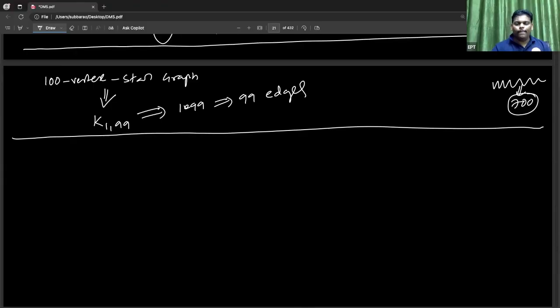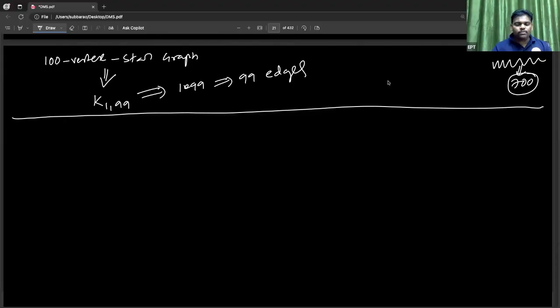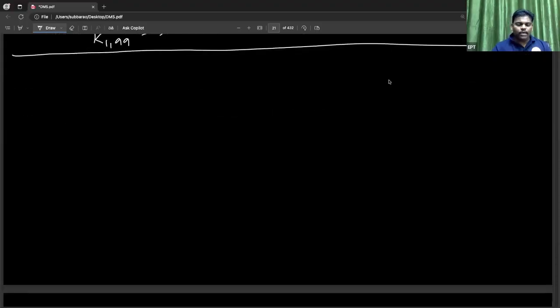Is it okay? You are misleading, right? That is the sum of degrees. It is the number of edges. Careful. Okay, I think the star graph everyone is comfortable with.